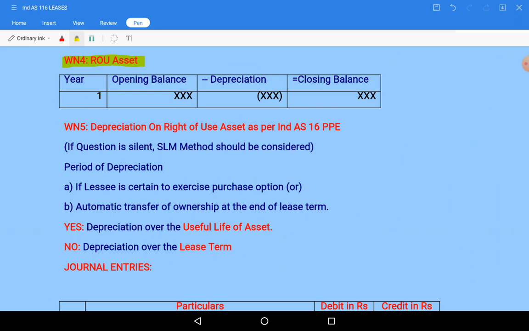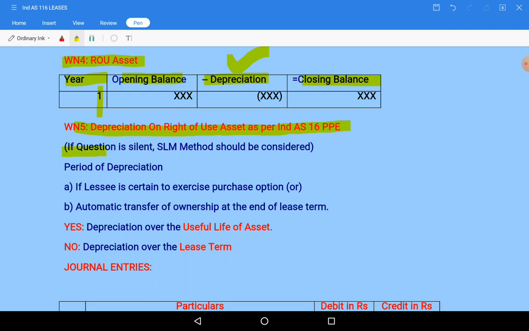Year, opening balance. From the opening balance you need to deduct depreciation, and you get the closing balance. Like this, for how many years will the leased asset be there? The lease period or the useful life, whichever is lesser, that one we will take. Suppose the asset is purchased, or the option is given to the lessee, then we will take the useful life of the asset for depreciation purposes. This we have already discussed.